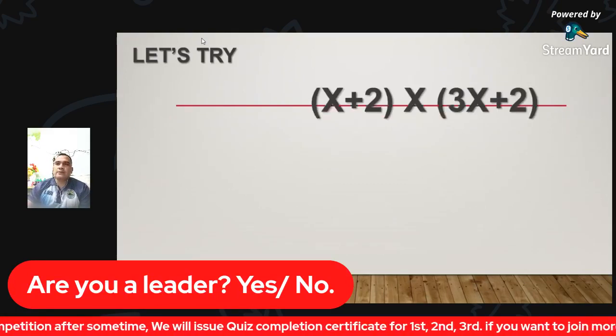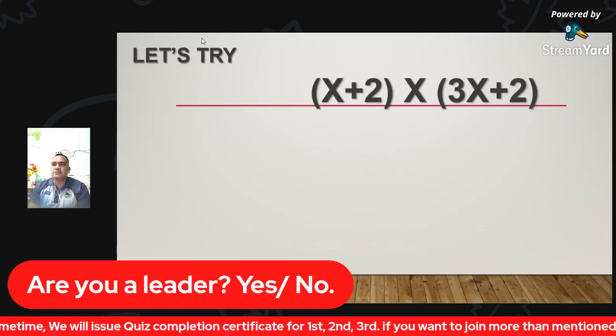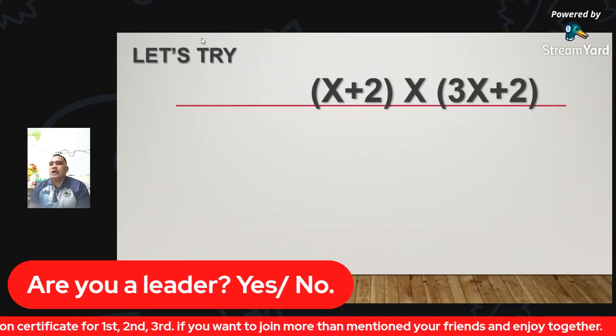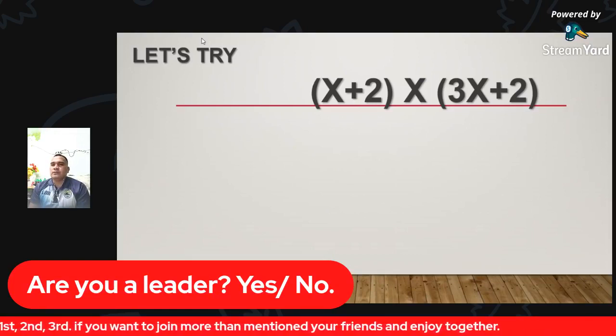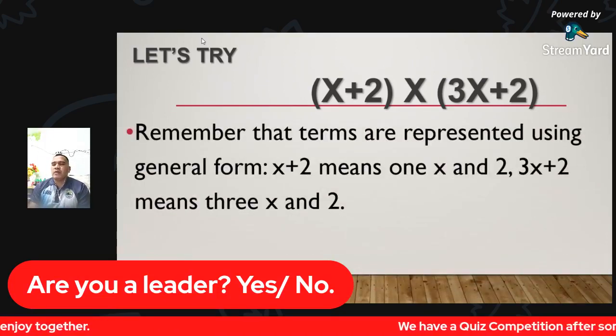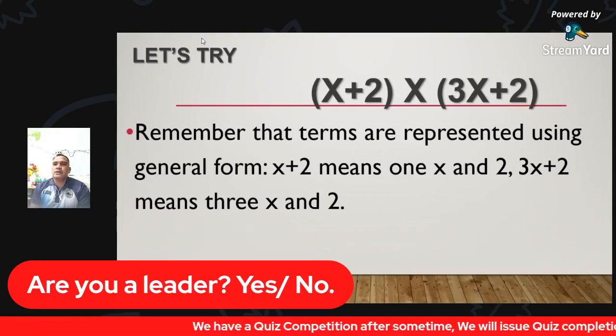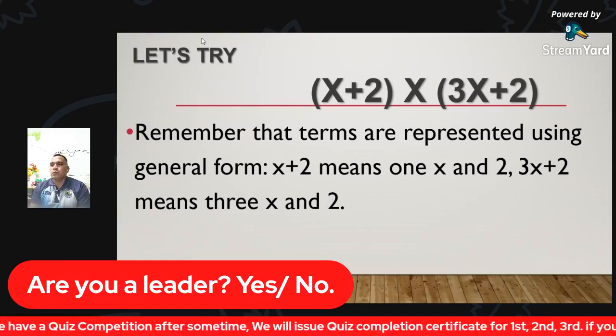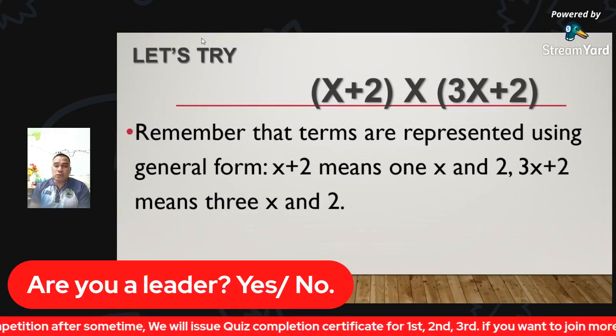So let's try x plus 2 multiplied to 3x plus 2. As you can see, this problem is related to the presentation of the first presenter. So remember, the terms are represented using the general form. So x plus 2 means 1x and 2, and 3x plus 2 means 3x and 2.